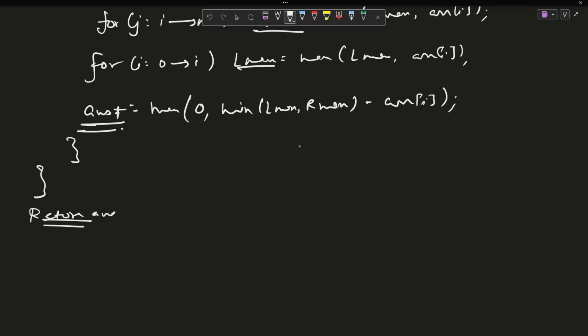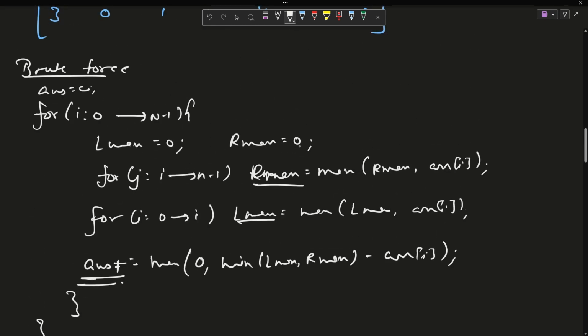Okay, so as I always say in my videos, brute force is whatever the question demands from you, do that. We did only that. For all the indexes, we found the left maximum, we found the right maximum, and then we chose to do the 3 steps which we wanted, right?